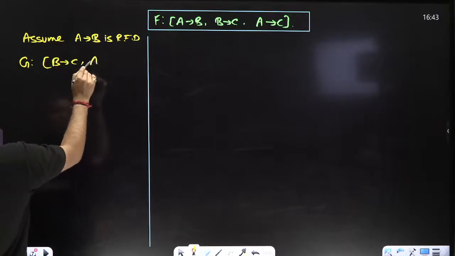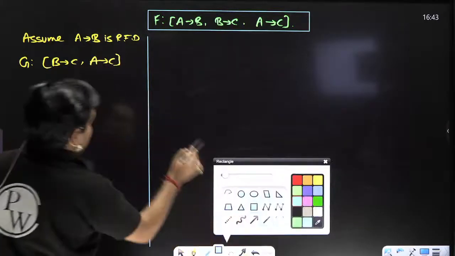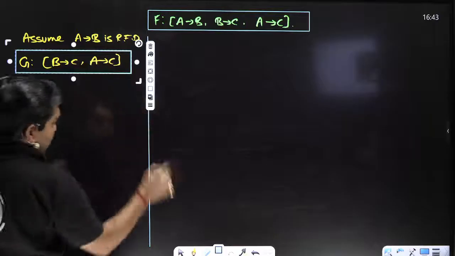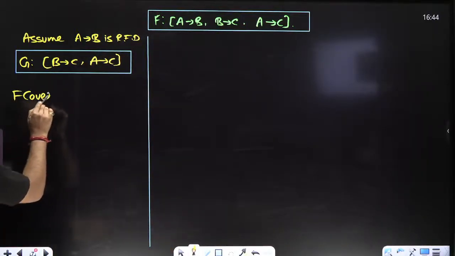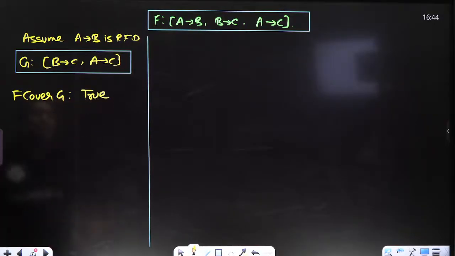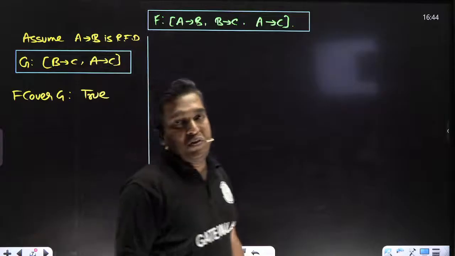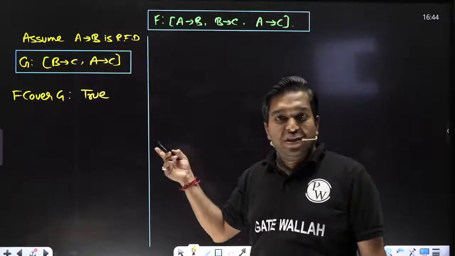B to C and A to C. Now, my dear student, first of all, check F covers G. F covers G is always true. Why is that true? Because you are writing G from F, you are writing the FDs, so F covers G is true.